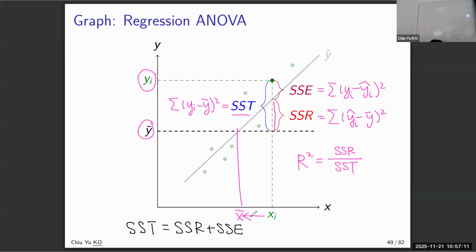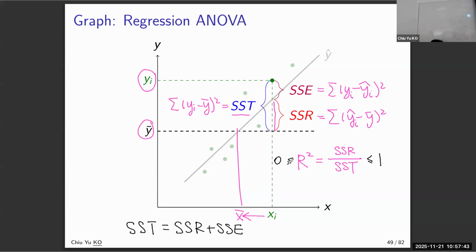That means that if this equation holds, this must be less than this, right? So this means that the R square must be between 0 and 1. Okay. And the good thing about this is, if it is 0, that means what? SSR is 0, right? Which means that your model is actually a flat line, right? Y hat is the same as the Y bar, right?